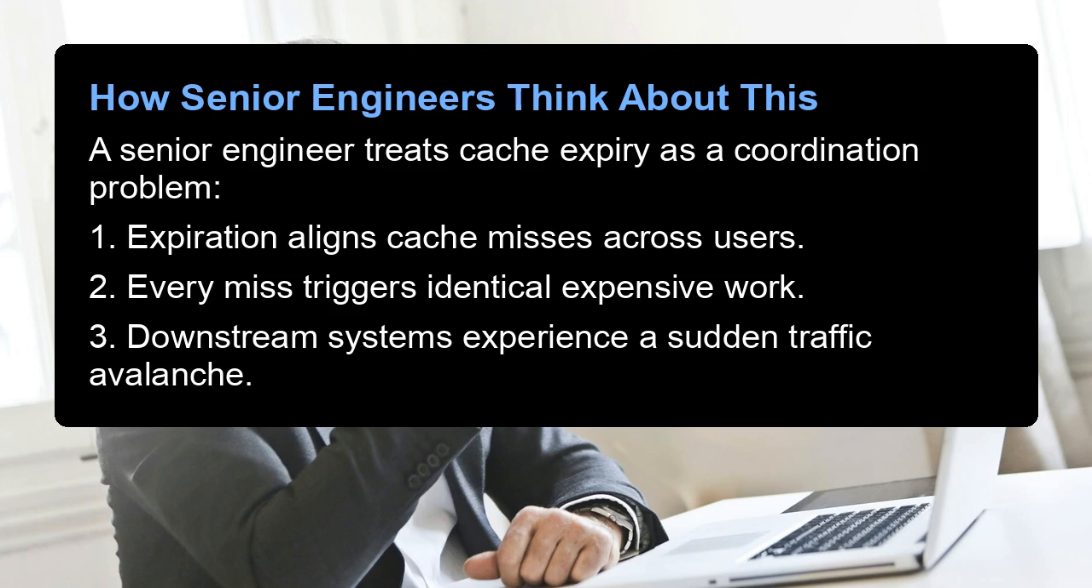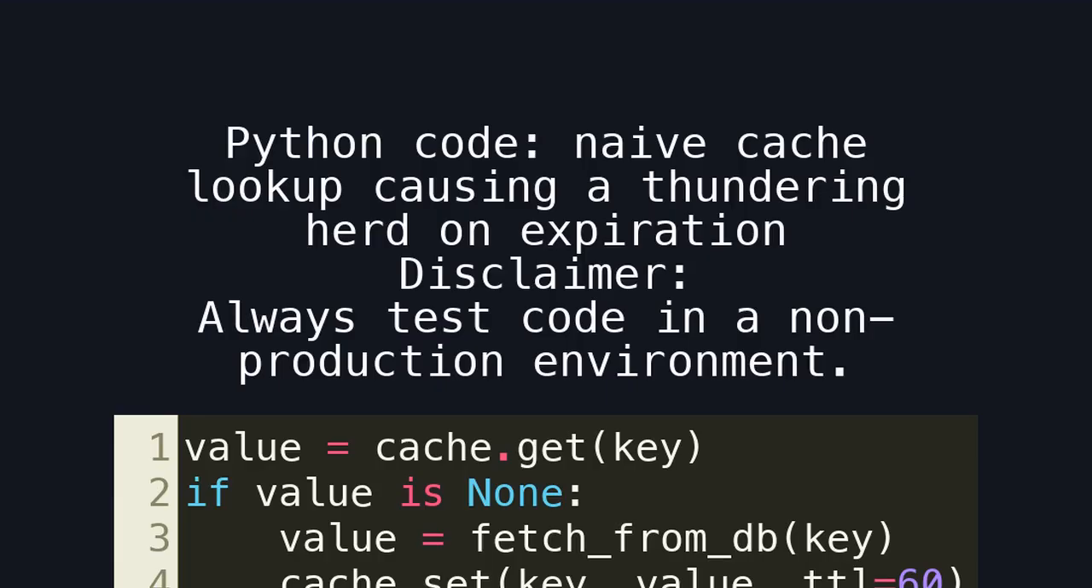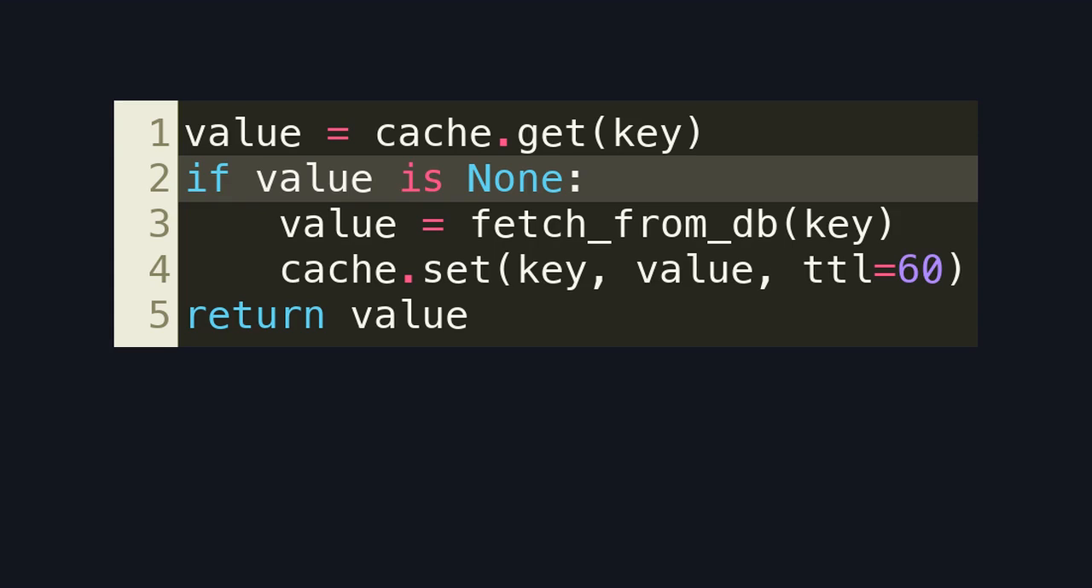1. Expiration aligns cache misses across users. 2. Every miss triggers identical expensive work. 3. Downstream systems experience a sudden traffic avalanche. Python code. Naive cache lookup causing a thundering herd on expiration. Disclaimer. Always test code in a non-production environment. This code checks the cache and immediately falls back to the database on a miss. When many requests arrive after expiration, all of them execute the same database query simultaneously, creating a thundering herd.